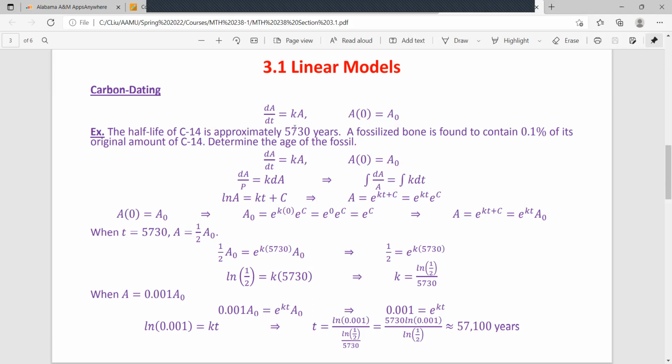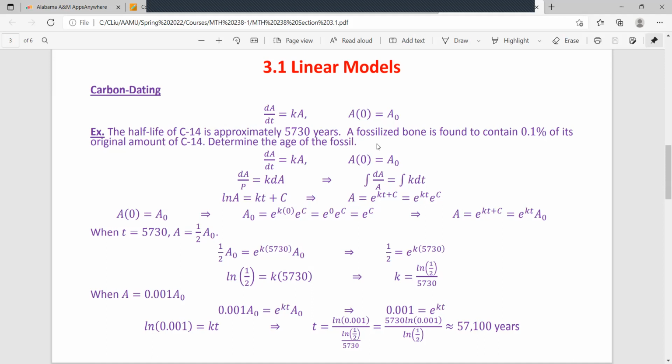So again, the differential equation is the same, dA over dt equals k times A, and the initial condition is the same. But this time we're using carbon-14 for the isotope instead of lead, okay? So what it says in this problem is the half-life of carbon-14 is approximately 5,730 years. So that's pretty well known. Carbon-14 is decaying slowly in nature.